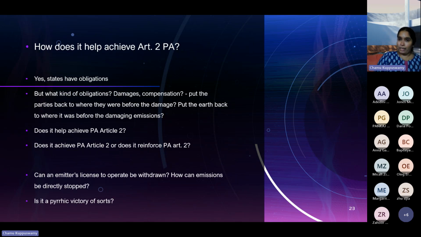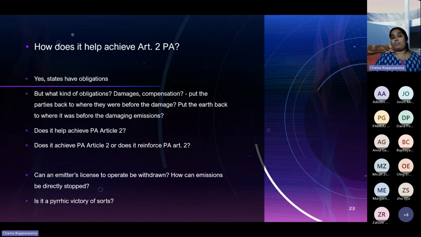Yes, the states have obligations. Yes, they have to have policy. They have to raise ambition. Yeah. But what are those obligations? Okay, you could say if they have not kept the obligation, then whatever damage has been caused, they have to provide compensation. But what is the nature of that remedy? Is it that the parties have to be put back to the position that they were before the damage actually occurred? So just looking at some of the basic principles of damage and compensation.